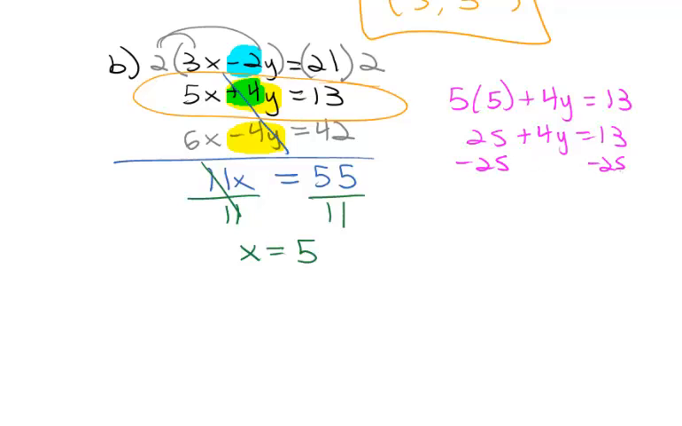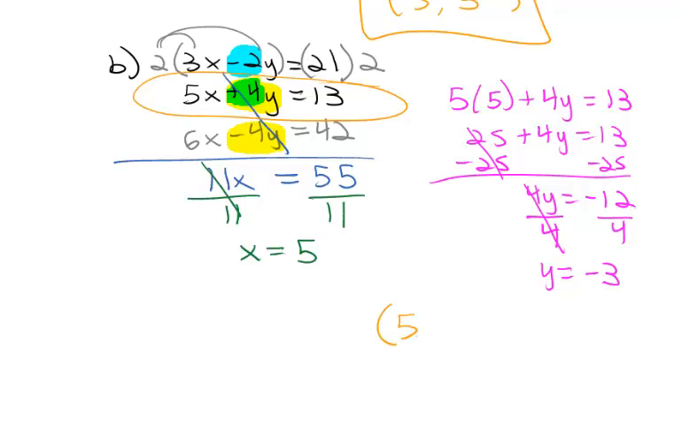Subtracting 25 from both sides, we get 4y equals negative 12. Divide by 4, and y is equal to negative 3. So x comma y, 5 comma negative 3, is the point at which these two lines are going to intersect.